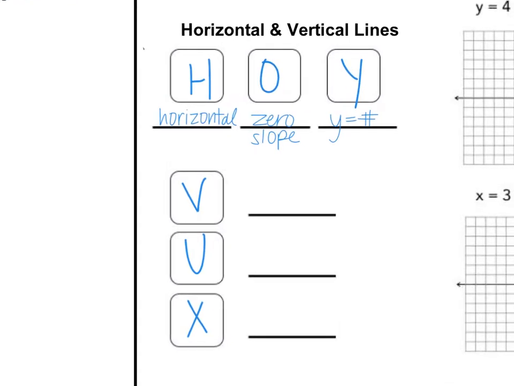Vertical lines should have a slope. It's like this. What's a slope? Undefined. Think about slope, dude. And your equation should be x equals some number. Always when you write the equation.